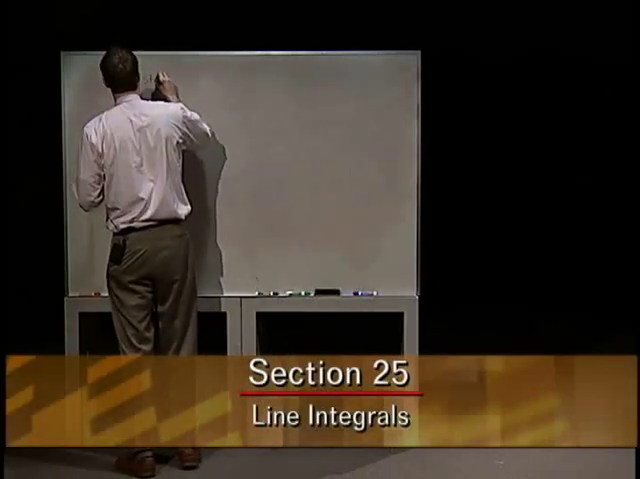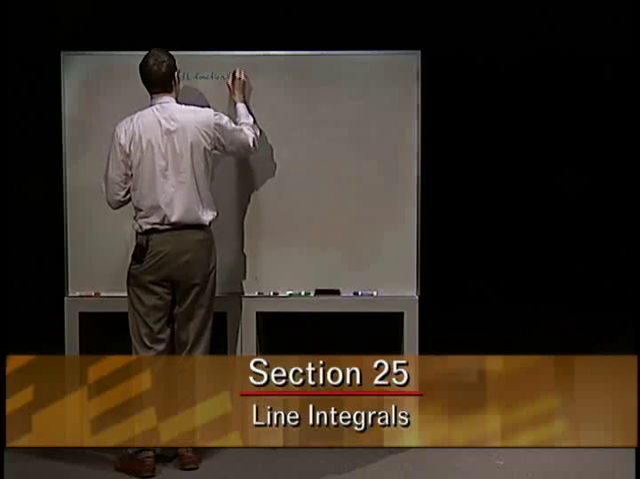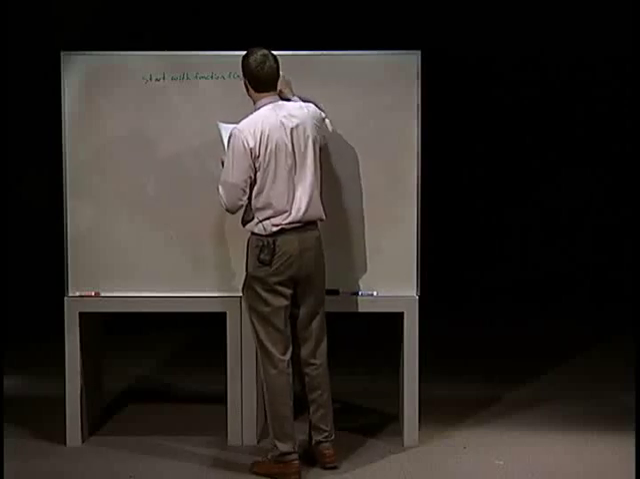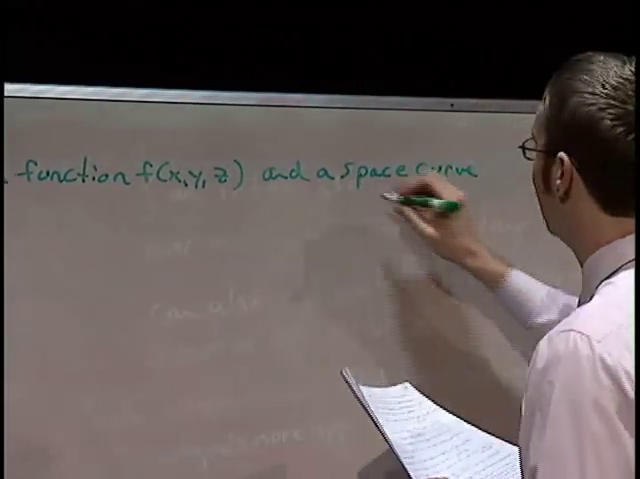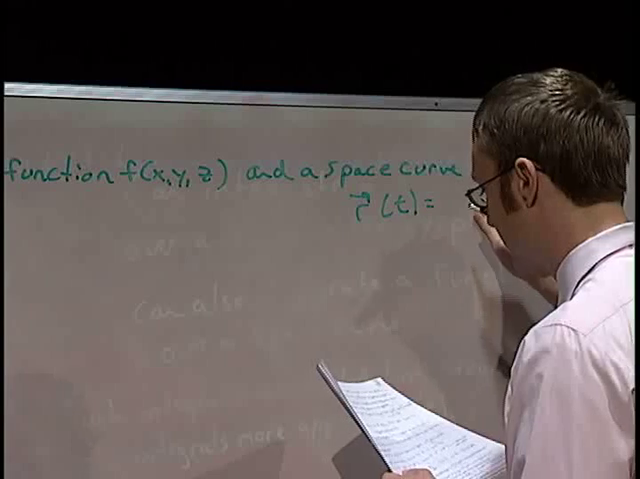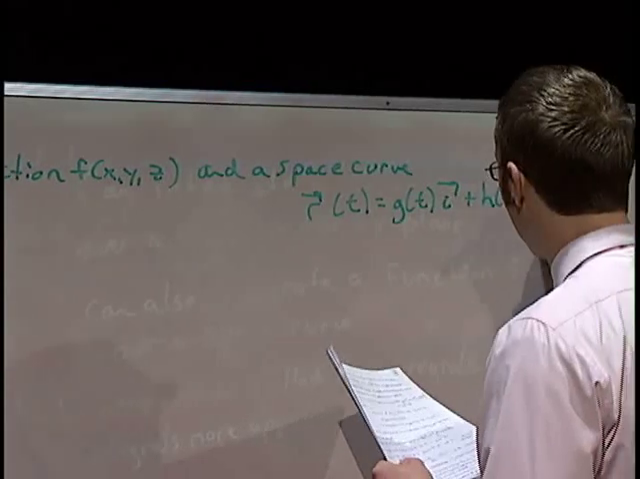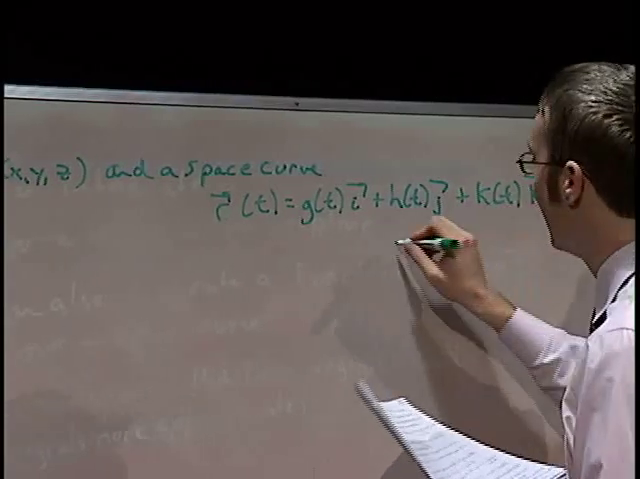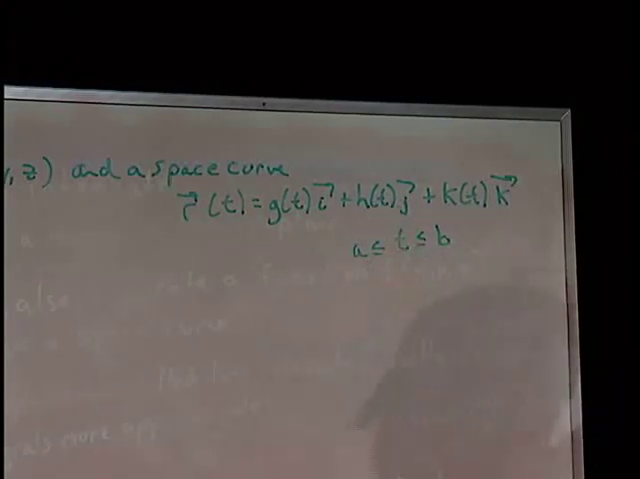So we start with a function f of x, y, z, and a space curve. And we'll say some vector function r of t, which is g of t i plus h of t j plus k of t k, between some a and b, right? So there's our space curve defined by the vector function r between some points a and b, okay?